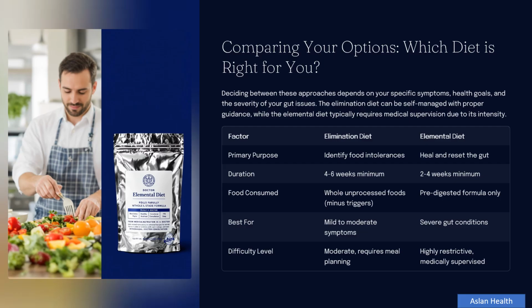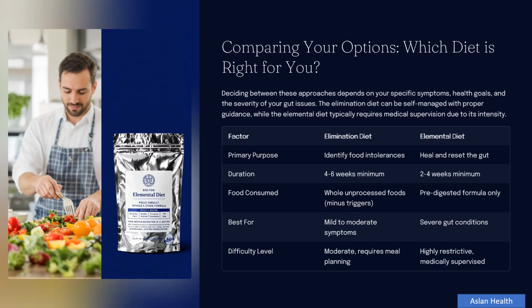You can get some guidance. There's lots of things out there that you can read. You can certainly reach out to me. The elemental diet, though, typically requires medical supervision because it is significant and you have to get a specific elemental diet supplement or product. And I can certainly help you with that. Some I find are better than others.